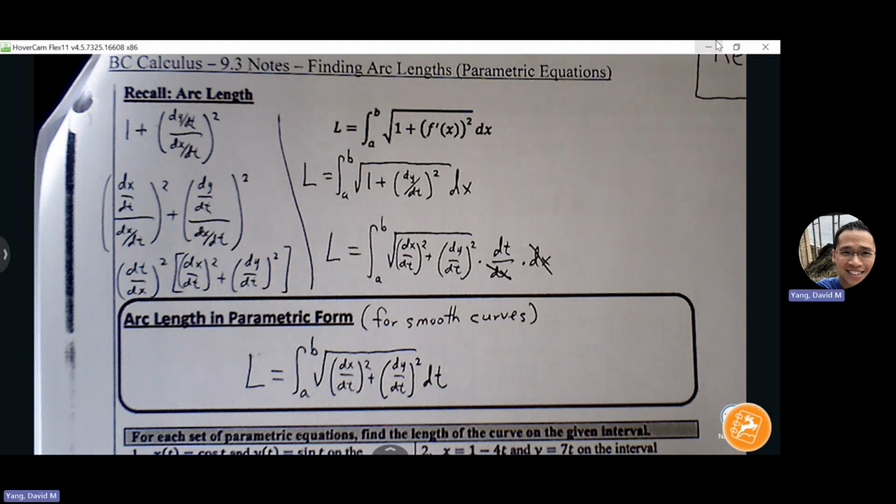You see that Pythagorean theorem or distance formula broken down in component form, and it has a similar look to it, right? And now it's (dx/dt) squared plus (dy/dt) squared with a square root, instead of 1 plus f prime squared.